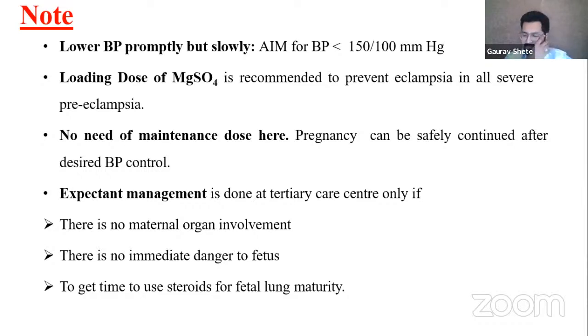Once the patient's BP is controlled and the patient is ready for delivery, you can just monitor her vitals. Expectant management is done for severe preeclampsia only, and only at a tertiary center. It can be done when there is no maternal organ involvement, no imminent danger to the fetus, and you have to give steroids for the lung maturity of the fetus.